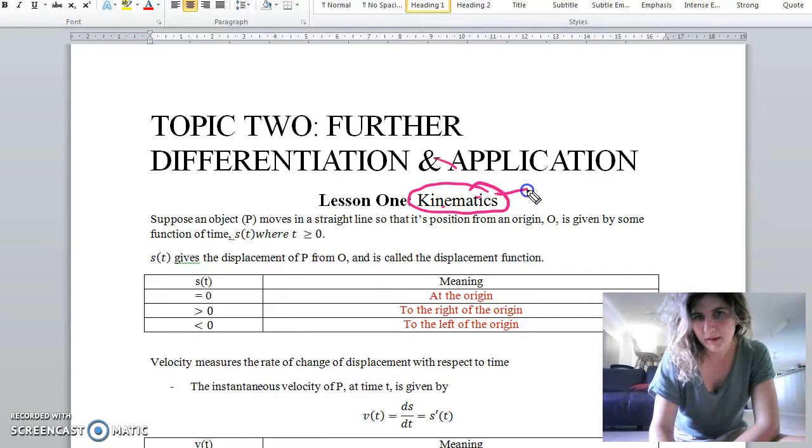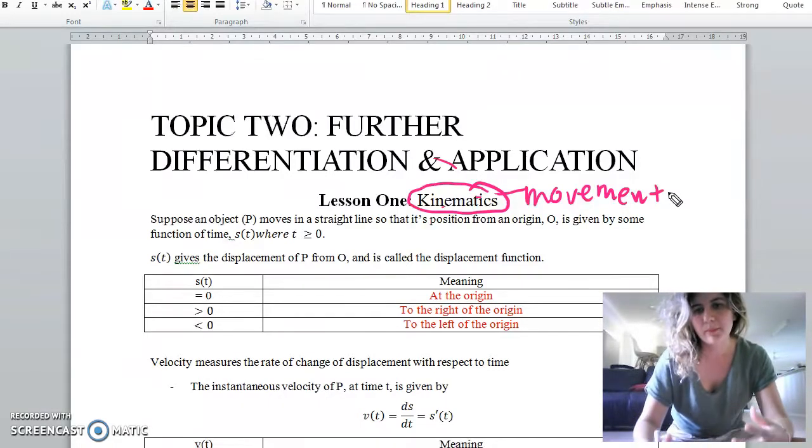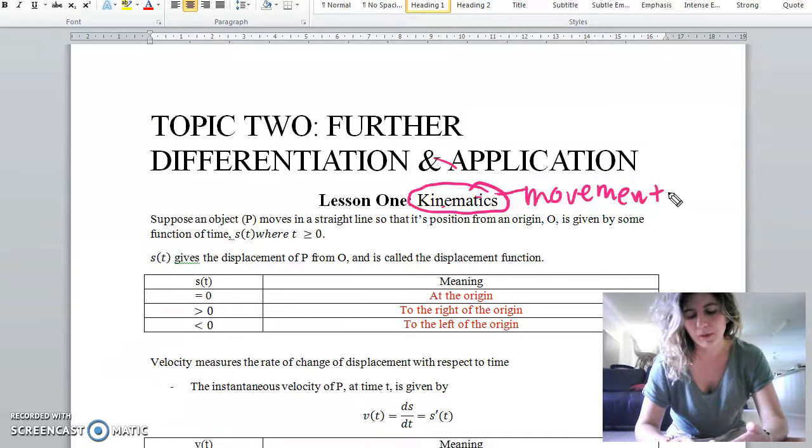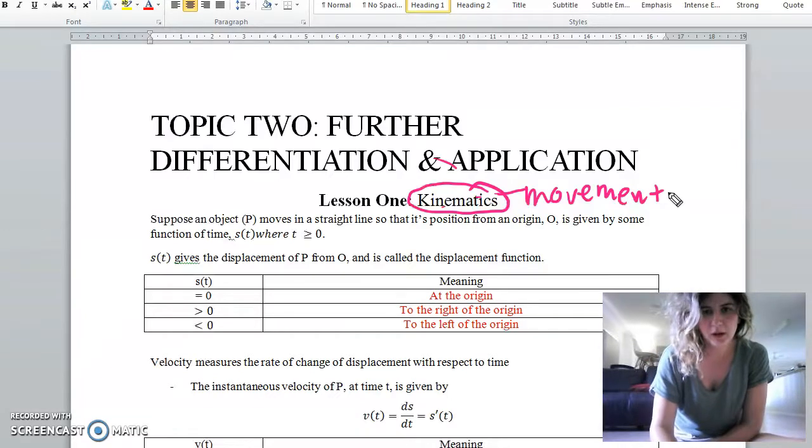And kinematics is quite literally just another word for movement. When we're talking about movement, there's three major things we want to look at. The first one is position, the second one is velocity, and the third one is acceleration. Another word that we use for position is displacement.